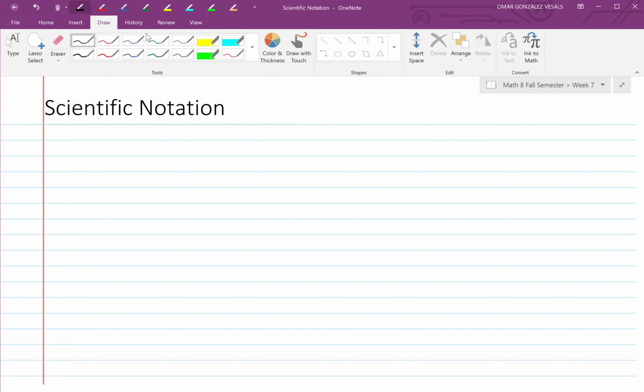Okay, no problem. So I guess let's start off with the definition for scientific notation. It's pretty simple. I think you guys are going to do great with this. Scientific notation.